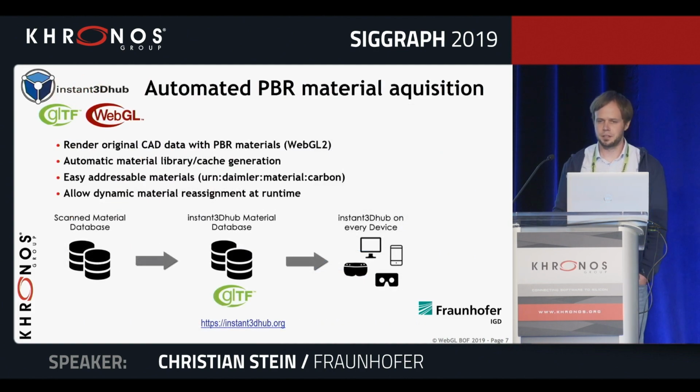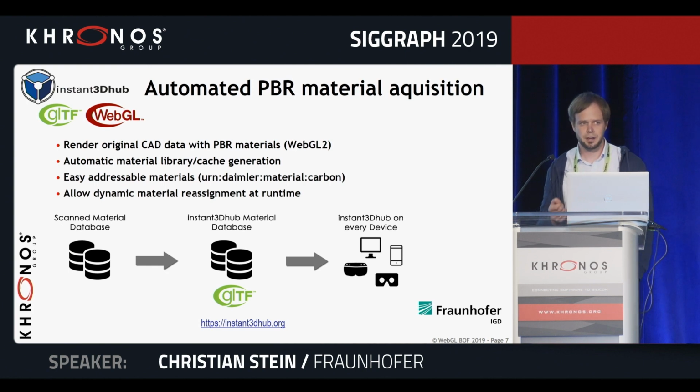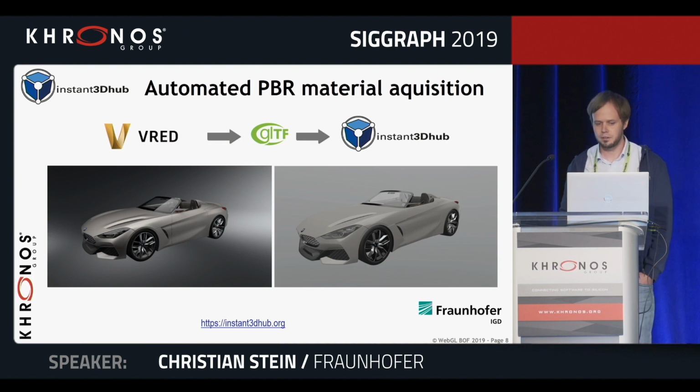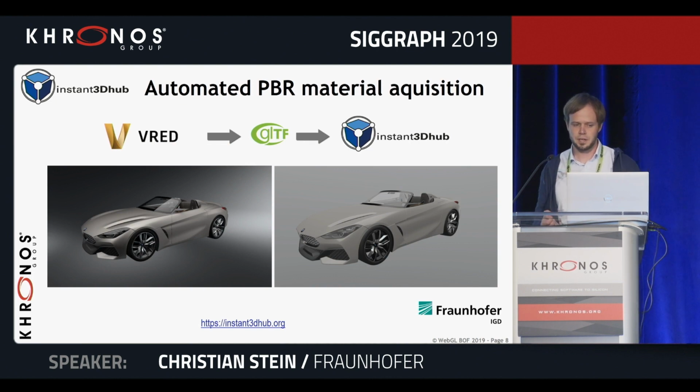Another topic we are working on is that more and more customers are now trying to not only have the engineering colors as rendering, but also link their CAD parts directly to external high-quality material data. For that, we are working on an automatic material library and cache generation, which should allow us to easily address materials like in this URN, but also allow dynamic reassignment at runtime. And this shows a visual comparison of the same input data visualized with a ray tracer and an Instant3DHub based on glTF PBR.